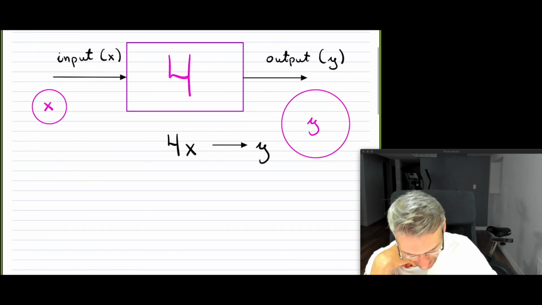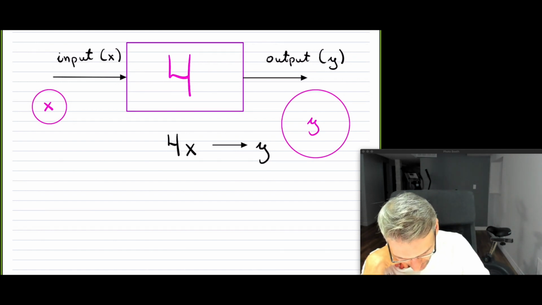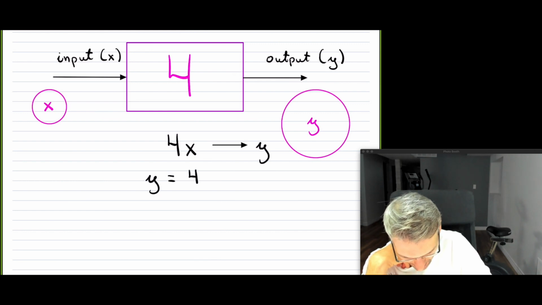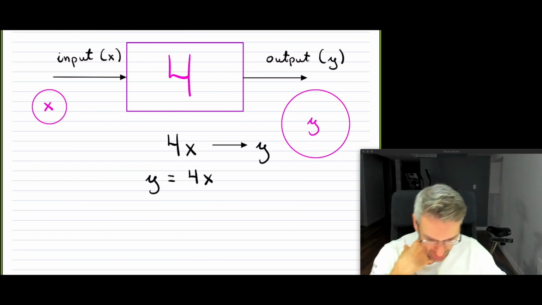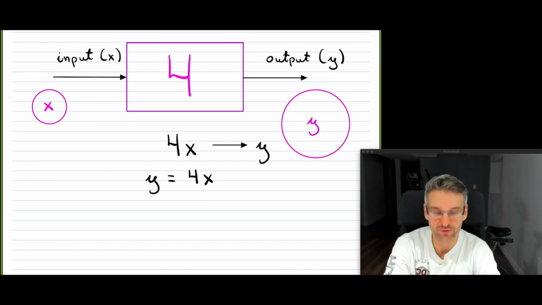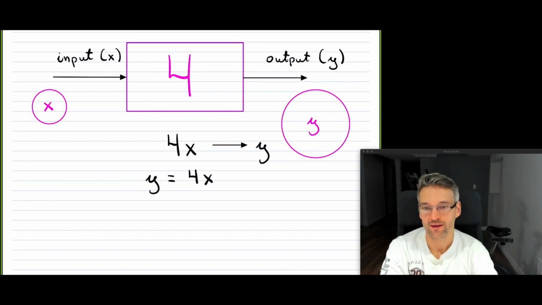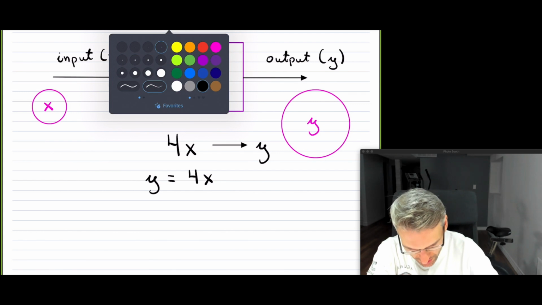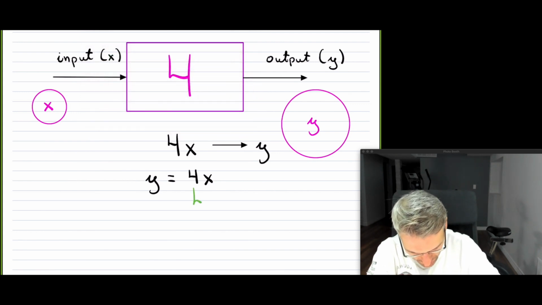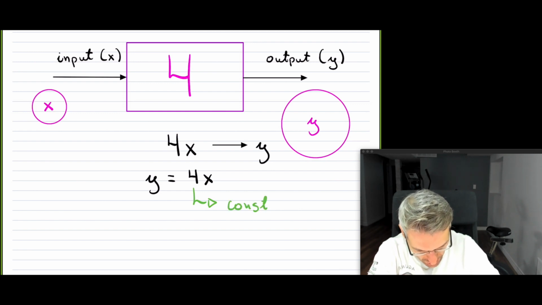And the way that we like to write this in math is, instead of writing these arrows, we simply say your Y is equal to 4 times whatever your input is. So your output is equal to 4 times your input. And in proportions, this 4 is basically your constant of proportion, or constant of variation.